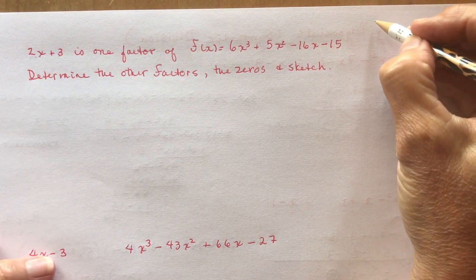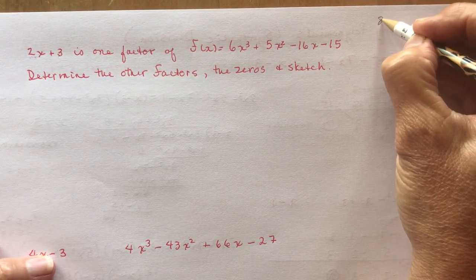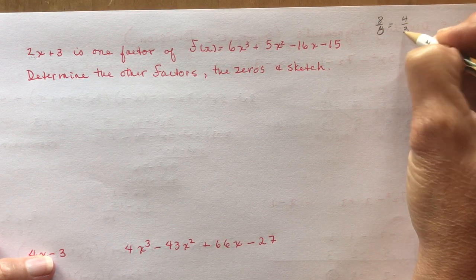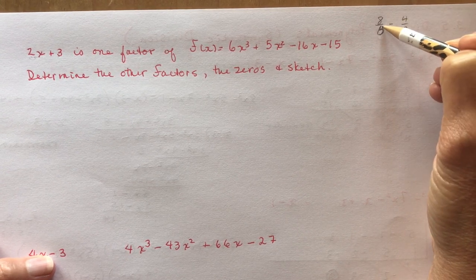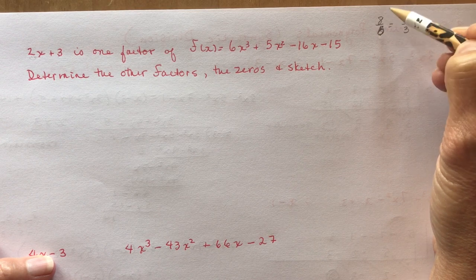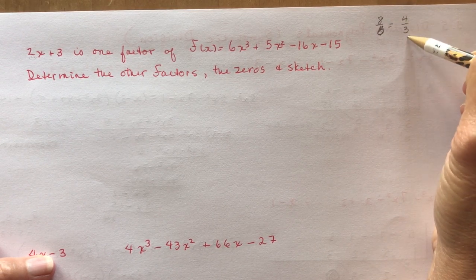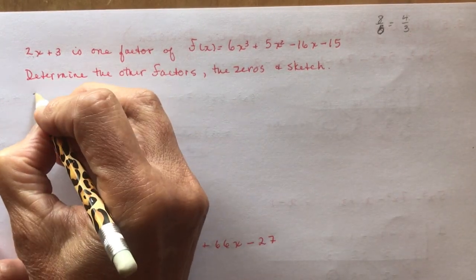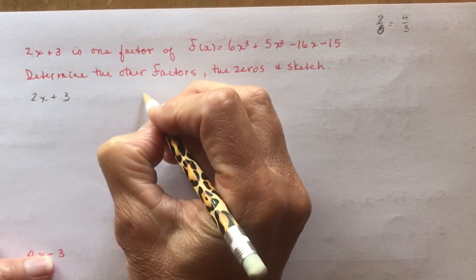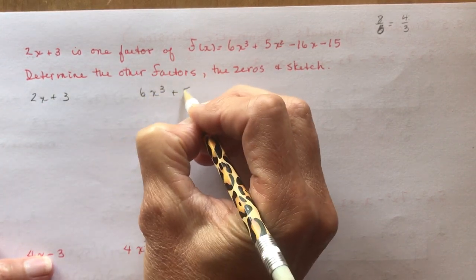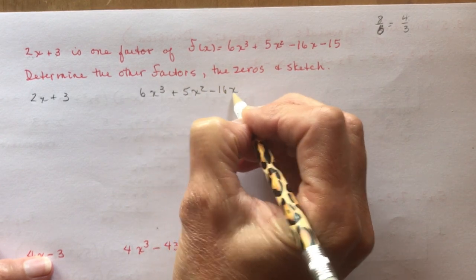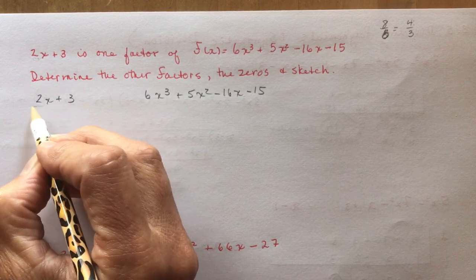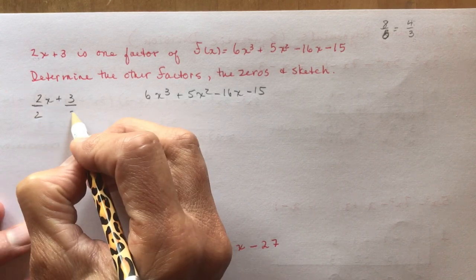But you have to think that if I had something like, let's say, 8 over 6, that's the same thing as 4 over 3, right? So if I divide the divisor down here by 2, and I divide the dividend by 2, then that's still legitimate math, right? So what I'm going to do first, I'm going to write out these again, 2x plus 3, and I'm going to write out this 6x cubed, 5x squared, minus 16x, minus 15. And I'm going to divide this by 2. Everything's going to get divided by 2.